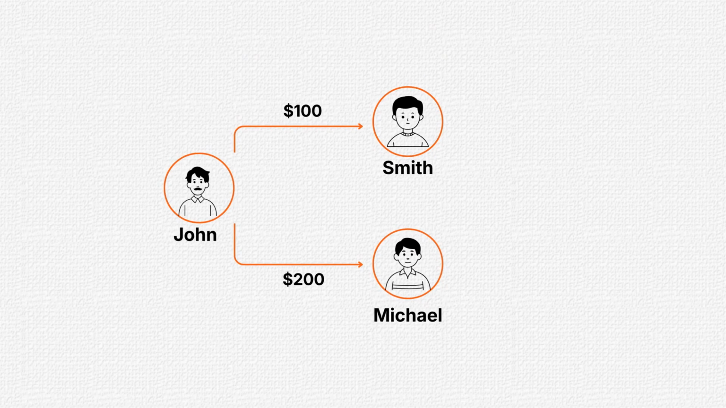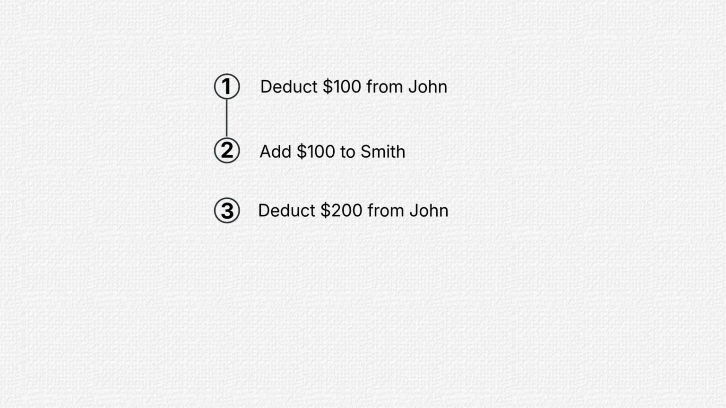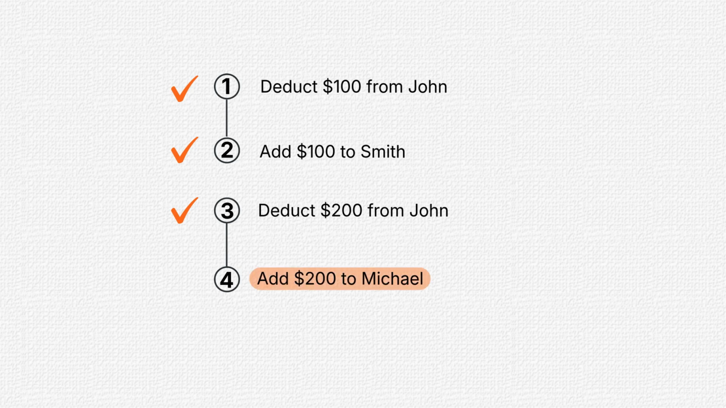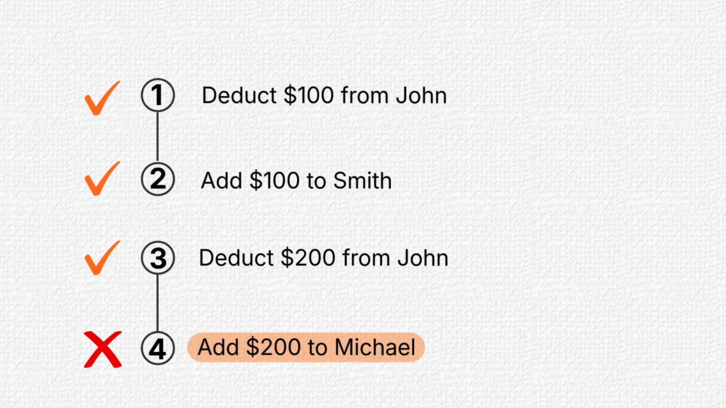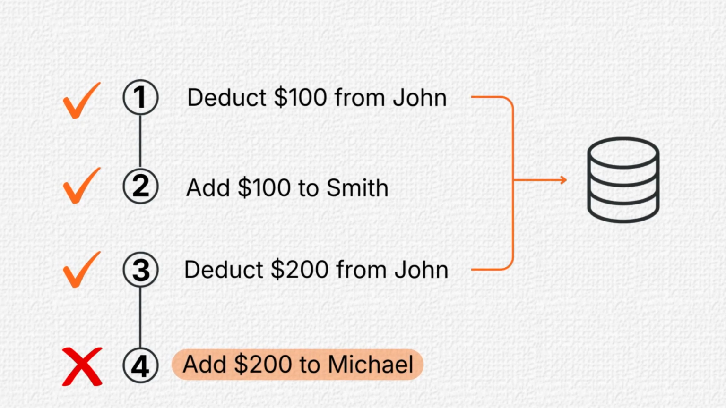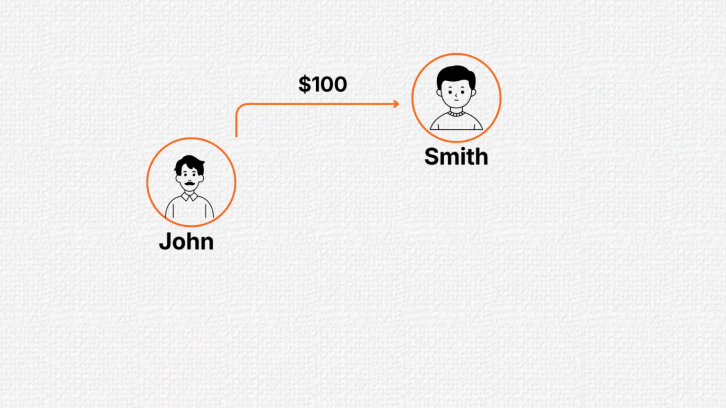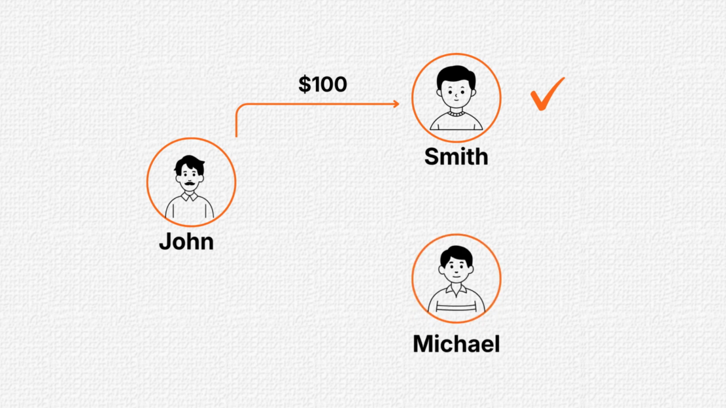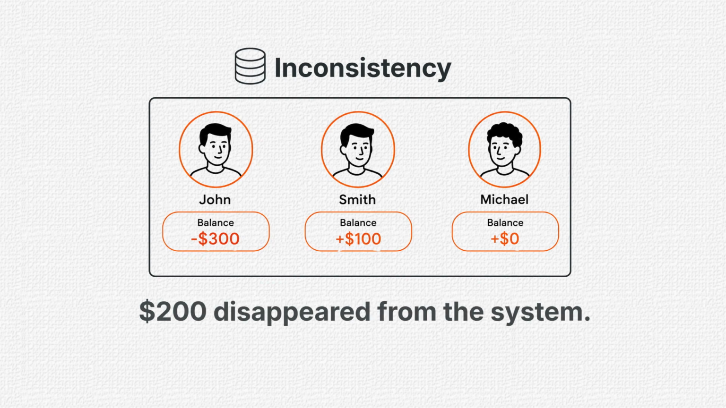This requires 4 operations: deduct $100 from John and add it to Smith. Then deduct $200 from John and add it to Michael. Let's say the first 3 operations succeed, but before Michael receives his $200, an error occurs. Because auto commit is enabled, all successful operations are already saved. Now Smith has received $100, John has lost $300, but Michael never receives his $200. The database is left in an inconsistent state.